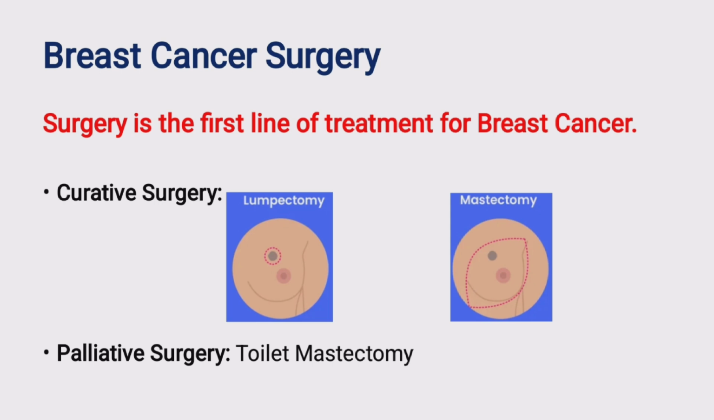Surgery is the primary treatment for breast cancer. There has been a paradigm shift in breast cancer surgery over the past 4 decades. A lumpectomy removes a tumor and some surrounding tissue, while a mastectomy removes the entire breast.